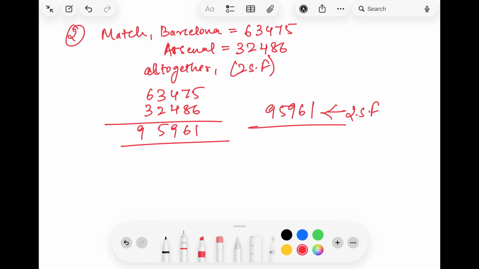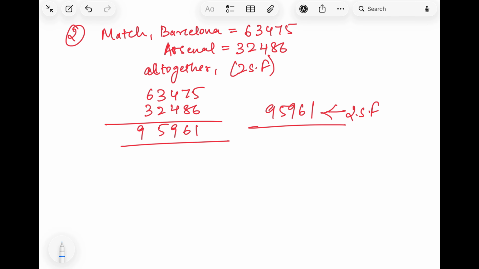How do we do that? To write this number up to 2 significant figures, this is the first one, this is the second one. So after the second number, we put a line. After that, it is 9. That means more than 5. So we add 1 to the previous number, 9. This becomes 6000. So it's 96,000. So the answer is 96,000, which is rounded off up to 2 significant figures. So that's it for this topic. We are done with this entire chapter, that was place value and rounding.